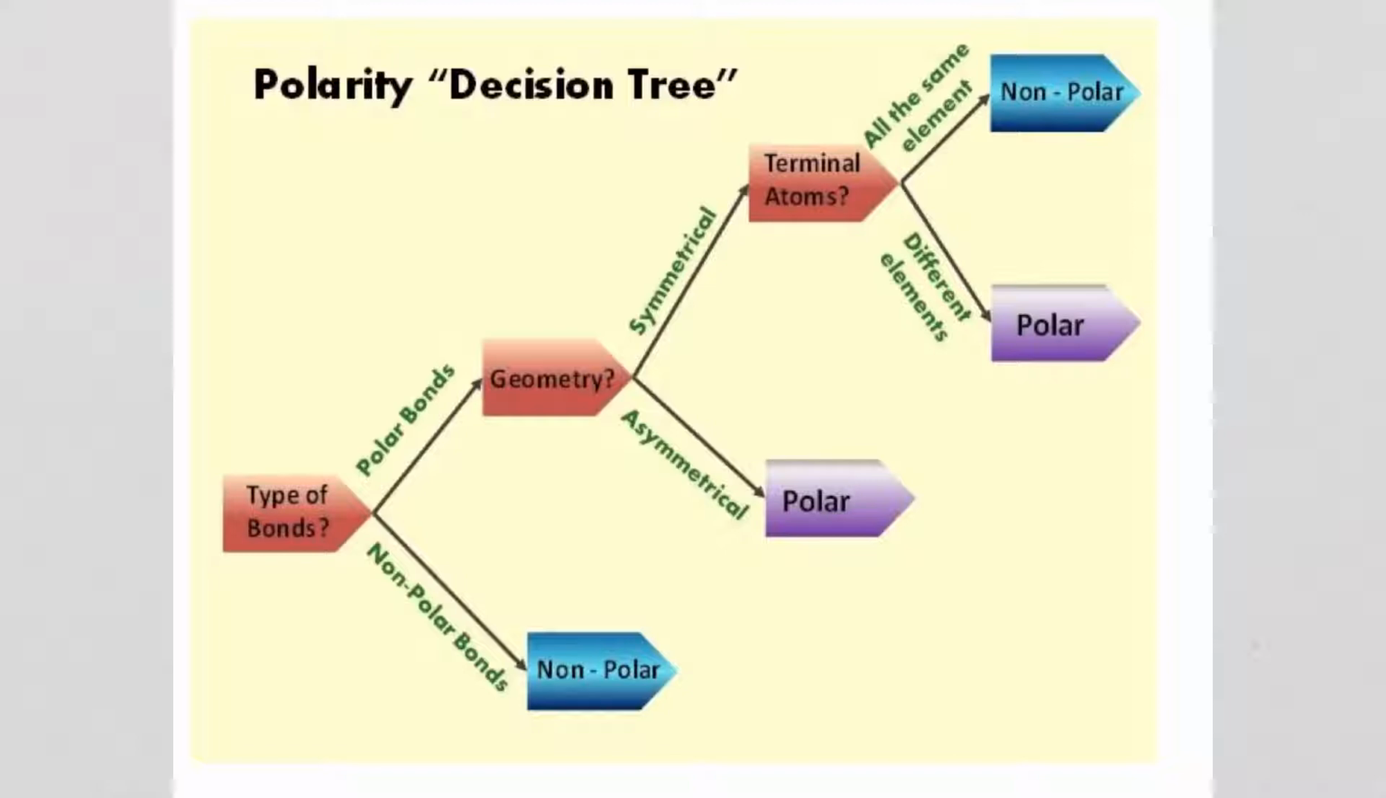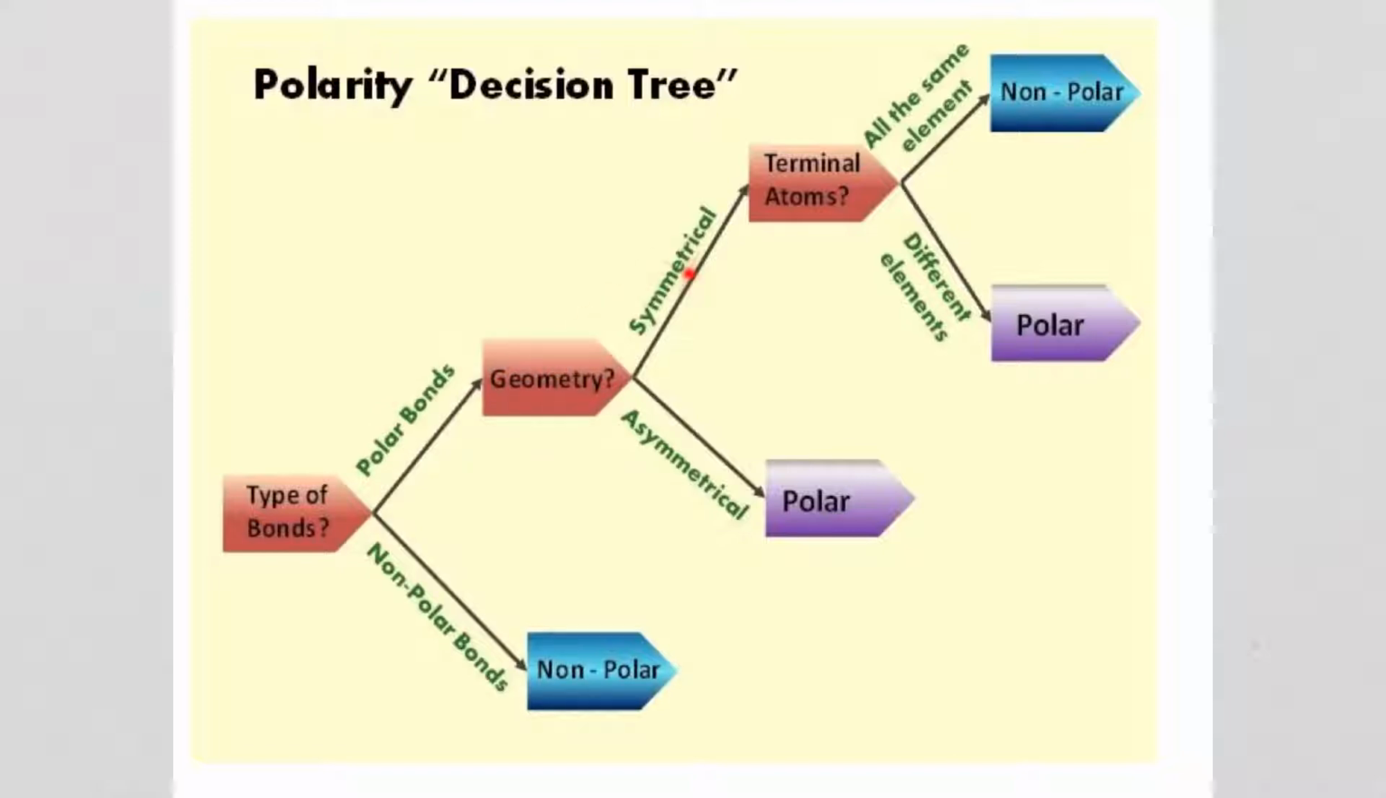So this is not part of your notes, but I found this actually afterwards. I thought it would be good for determining if something is polar, meaning is a molecule polar. So if we follow this along, types of bonds. Nonpolar bonds, it's got to be a nonpolar molecule, no doubt. If it's got polar bonds, you need to look at its geometry.